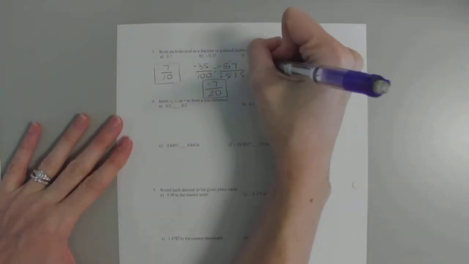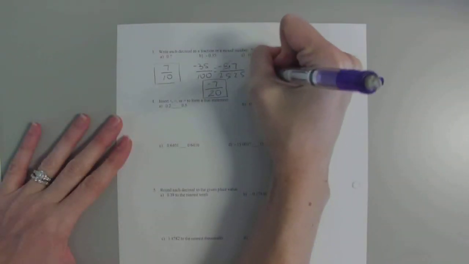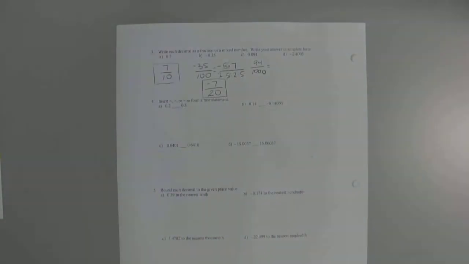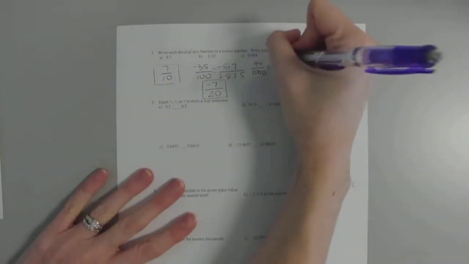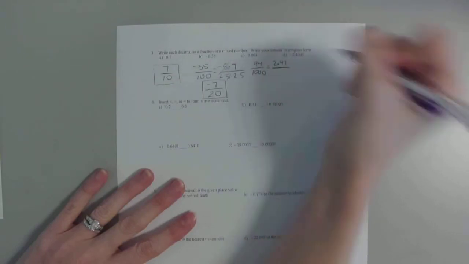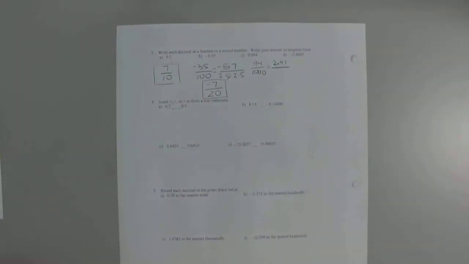All right, 0.094, 94 thousandths, right? So it's going to go over 1,000. But again, we would do a factor tree. I'm just going to save us time for right now and space. 94 is a large even number, so I divide it by 2 and you get 47. But 47 is prime, okay? So that's just 2 and 47.